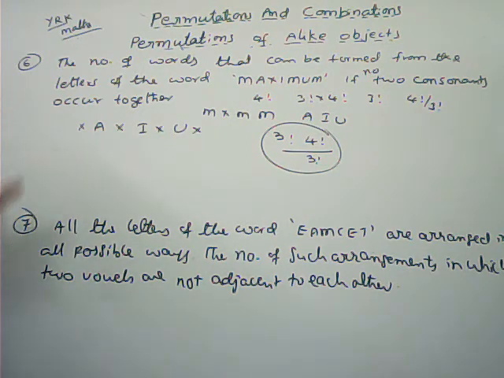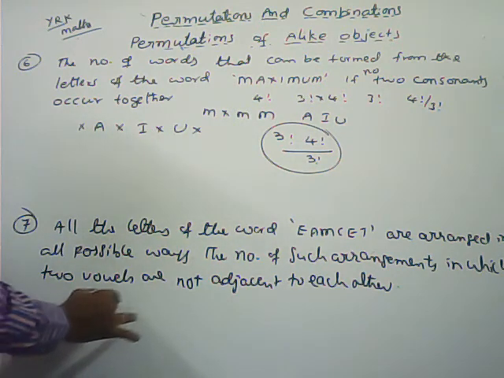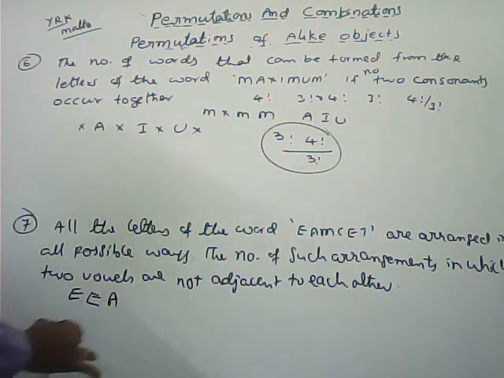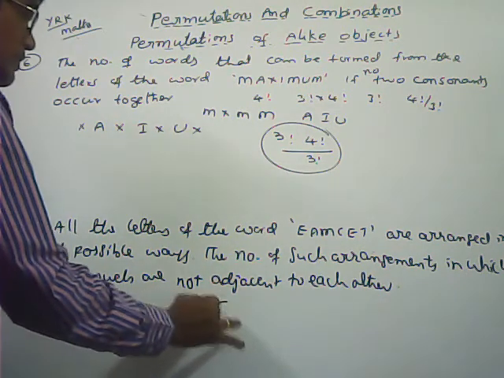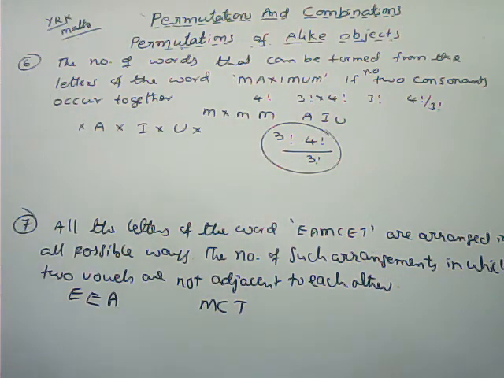This is also similar to that only. All the letters of the word METEOR are arranged in all possible ways. The number of such arrangements in which no two vowels are adjacent to each other. So here also we can separate. Here E repeated twice, M, C, T. 3 plus 3, 6 are there.